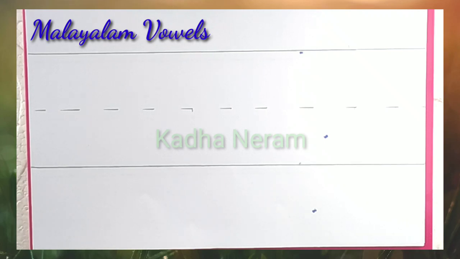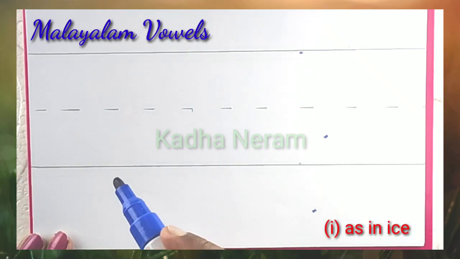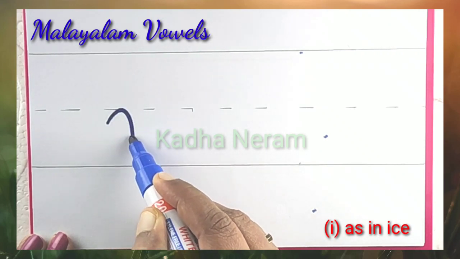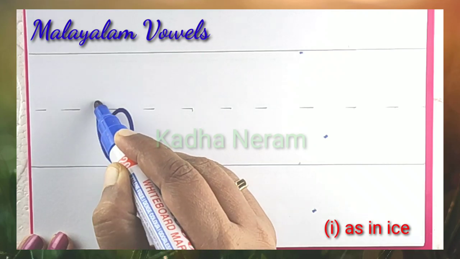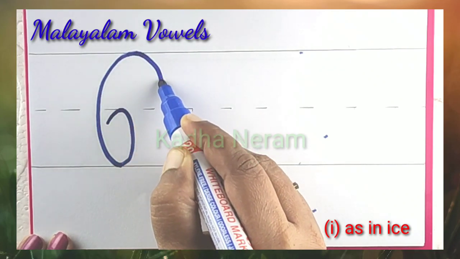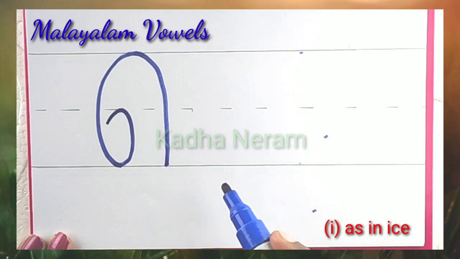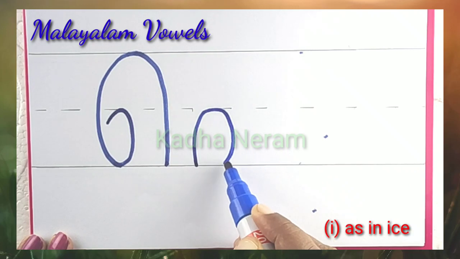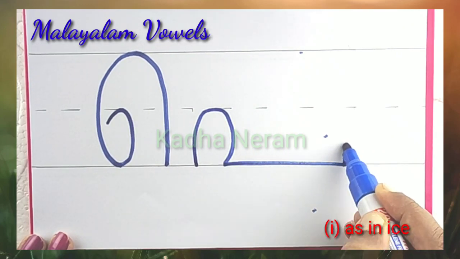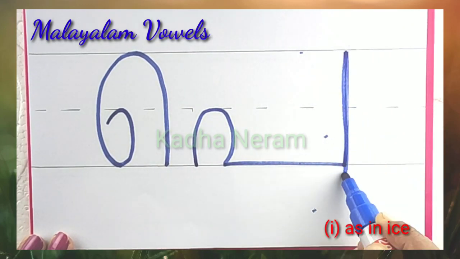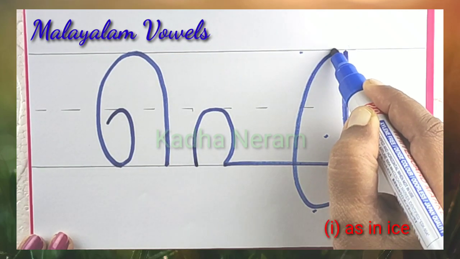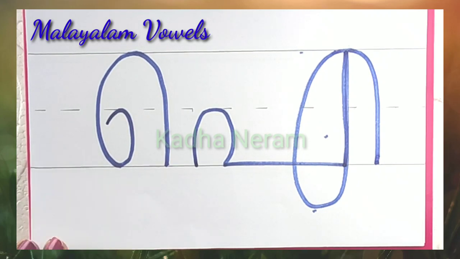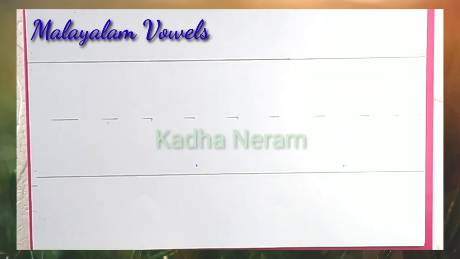The next vowel is I. I is, you have to start from here, down and up here, again down, this one, plus an A. So now make here, then go right, go up, again down, and then go up and down. So that is I.